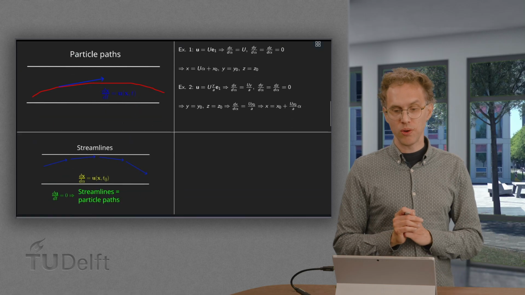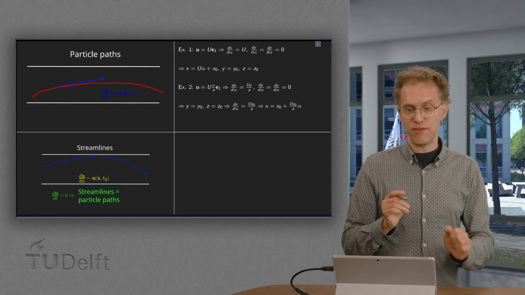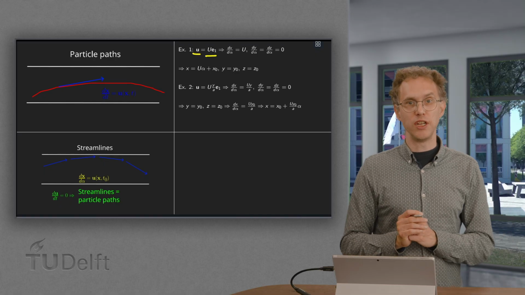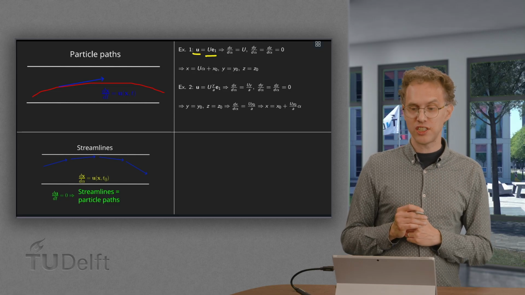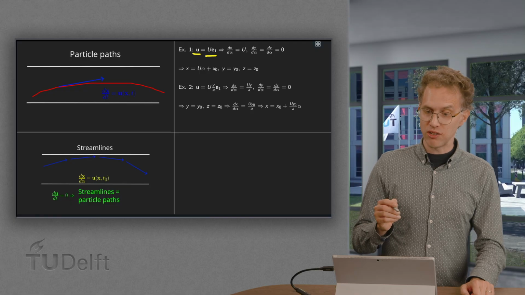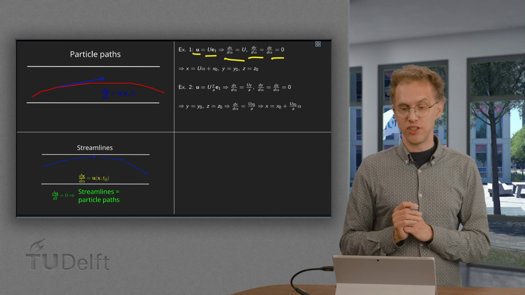Now, let us draw some streamlines first. So we take easy flow fields. So we start with u equals constant u times e1. So we only have flow in the x direction and not in the y and z direction. So how do we find our streamlines? Well, dx/dalpha equals u, dy/dalpha and dz/dalpha are both 0.